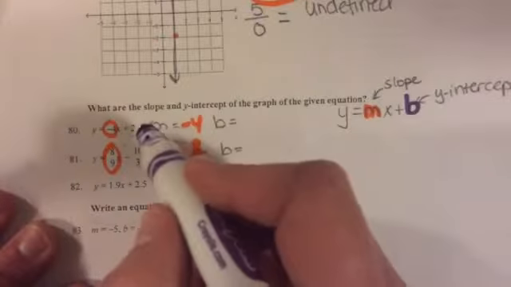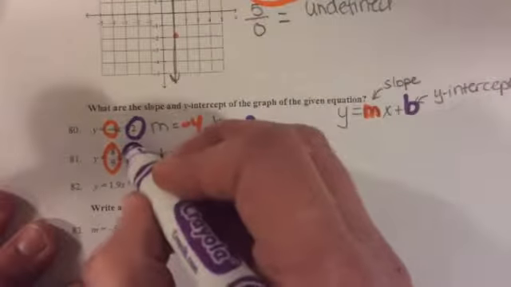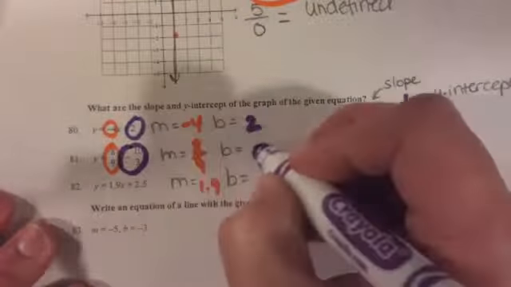Our y-intercept will be the number that's at the end, or number by itself. This one is 2. We got to be careful here because this is a negative number, -10/3. And this one is positive 2.5.